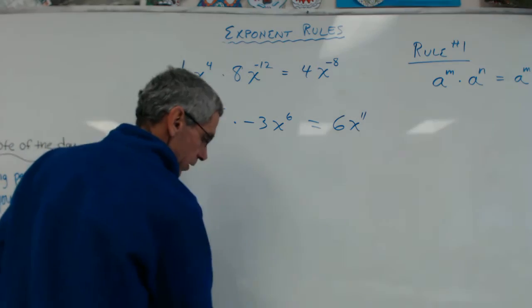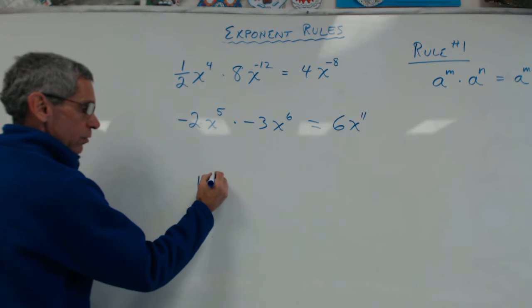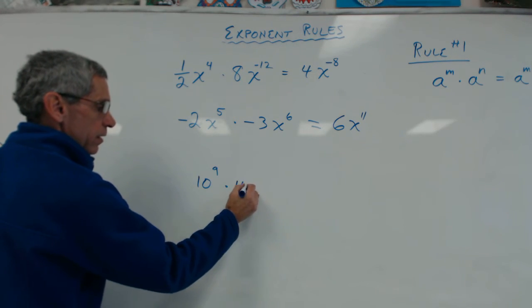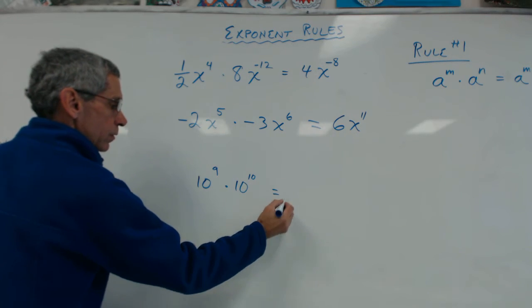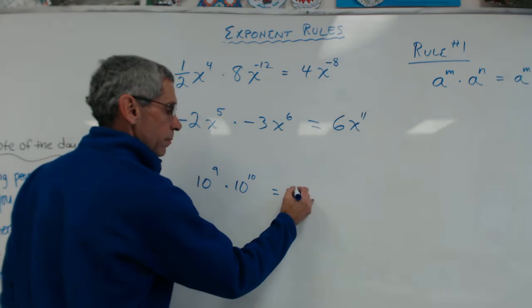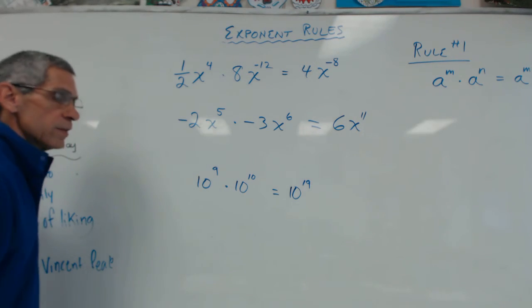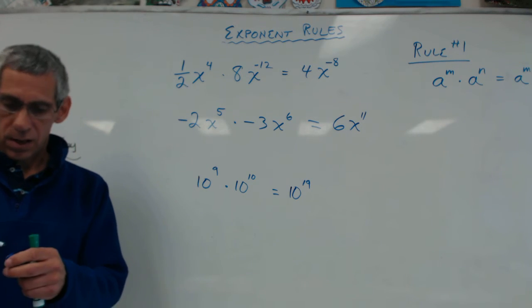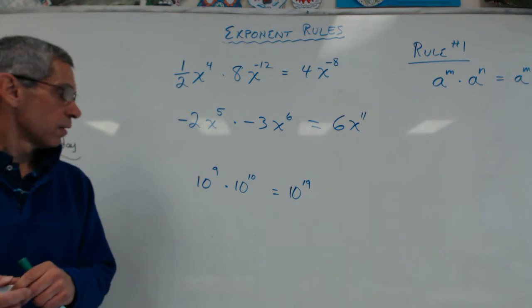All right, what about this one? 10 to the 9th times 10 to the 10th. 10 to the 19th. Good job. It's not 100 to the 19th. It's 10 to the 19th, because 10 is totally not 100.